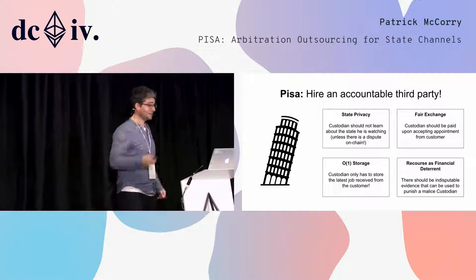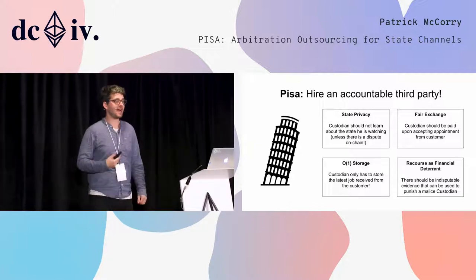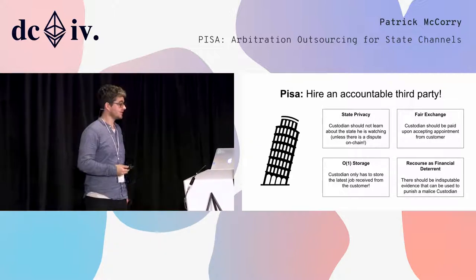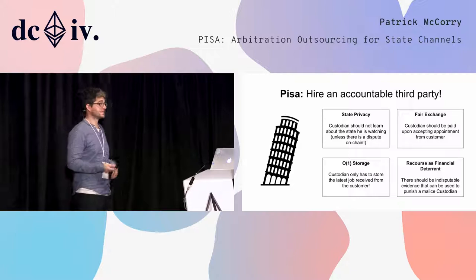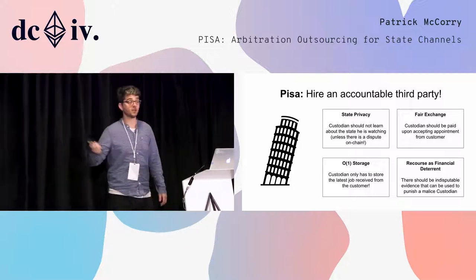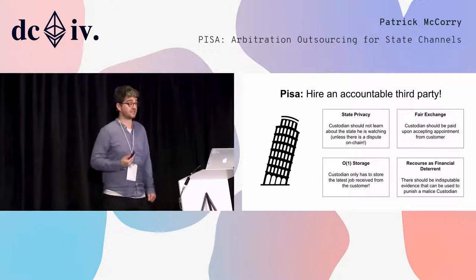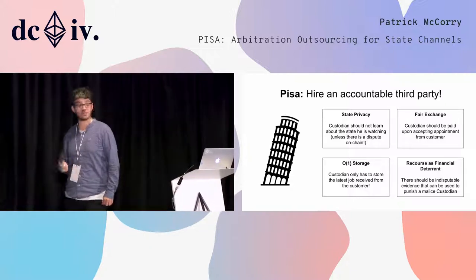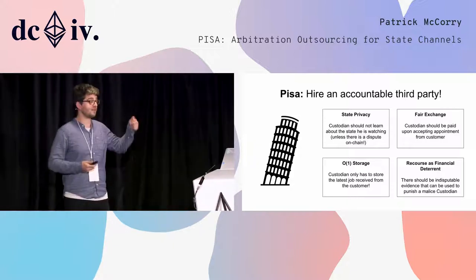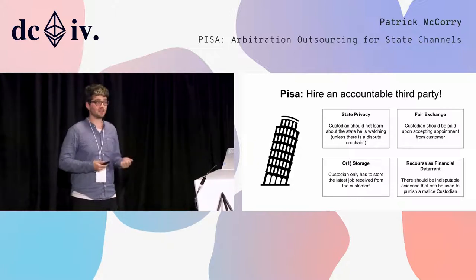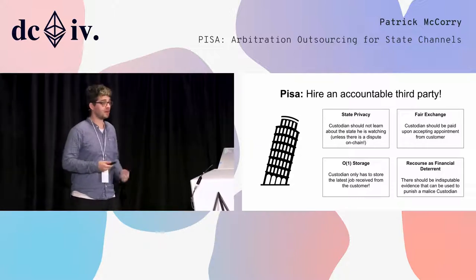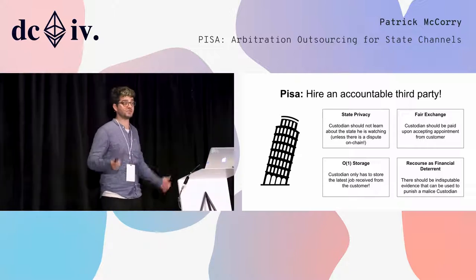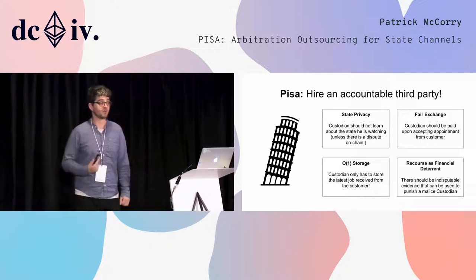But the motivation behind PISA is that we want to hire an accountable third party to watch the channel on our behalf. So it has some different properties. So first we get state privacy. If I hire this third party, it doesn't actually understand my state. All they receive is a hash. The second aspect is fair exchange. So what I really want is publicly verifiable evidence that I've hired the third party. And at the same time, the third party always wants to get paid when they agree to resolve disputes on my behalf. So it needs to be a fair exchange protocol there.